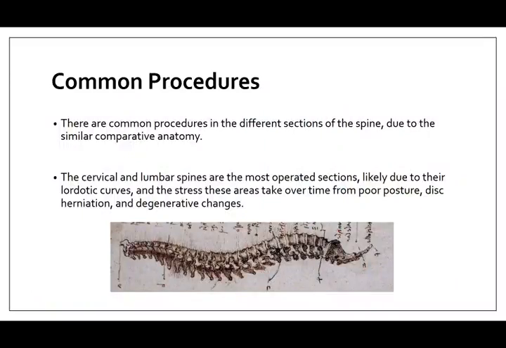So common procedures, as I mentioned before, there are some really common procedures in the different sections of the spine due to the similar comparative anatomy. The cervical and lumbar spines are the most operated sections, and that's likely due to their lordotic curves and the stress that that lordotic curve takes over time from poor posture or disc herniation or degenerative changes.